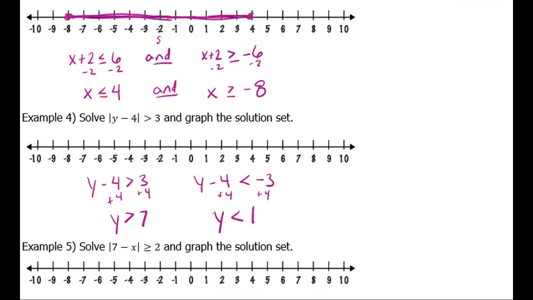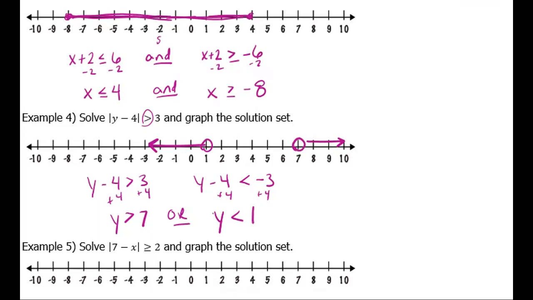Now, is it an and or an or? Honestly, it doesn't matter. When you start to graph it, you'll see which one it is. But I will point out that when we said that it was greater than or greater than and equal to, that it would be a disjunction. It would be an or. So y greater than 7, so it's not equal to 7, but it's bigger than 7. Or y less than 1, so not equal to 1, but anything less than it. And you can see that's a disjunction. There's two parts. Either one works.